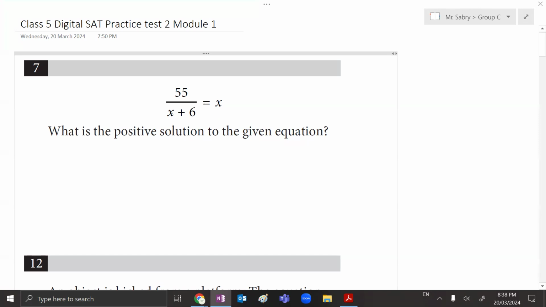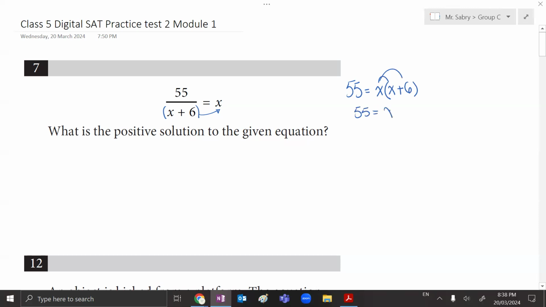When I have a fraction equals a number, the denominator goes to the other side by multiplication. So this means I should have 55 equals x times (x plus 6). You'll then distribute the x, which gives you 55 equals x squared plus 6x. Because there's x squared and x to the power of 1, this is quadratic, so I'll move the 55 to the other side. I'll put everything on one side and make it equal to 0. This is how the quadratic function should look.